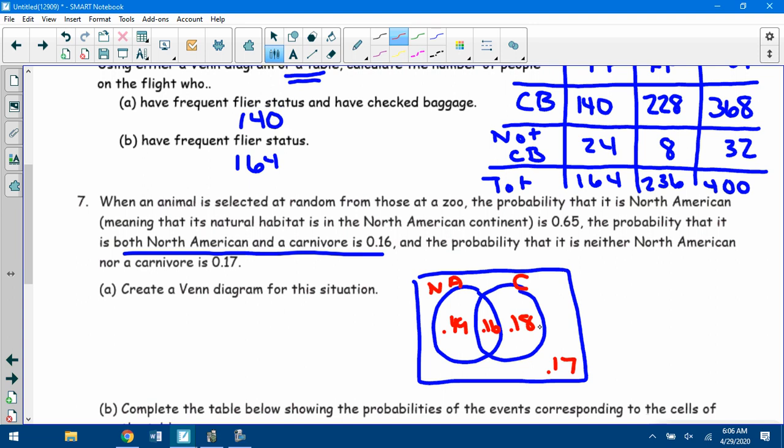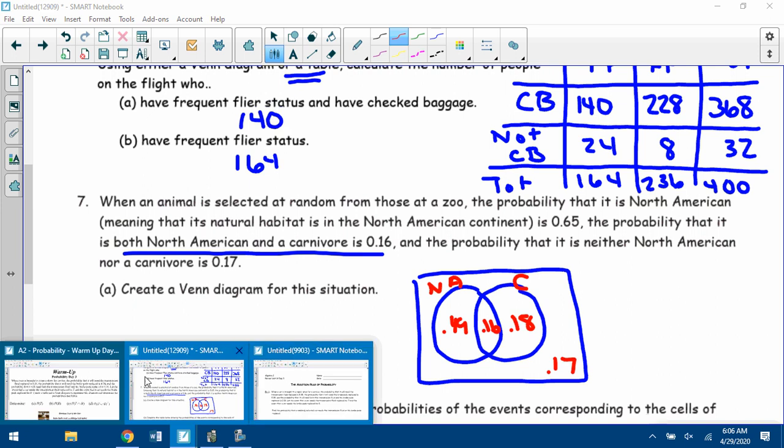All right, so that's what I wanted to go over on the homework. Hopefully that made sense and cleared up any questions. Here's today's warm-up.